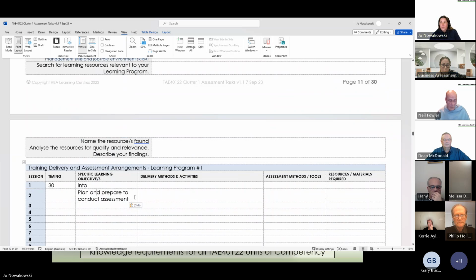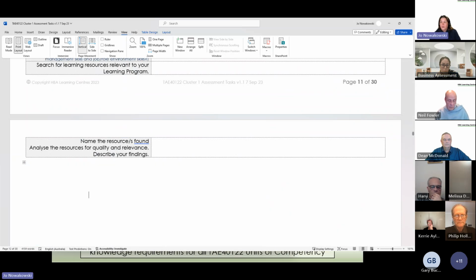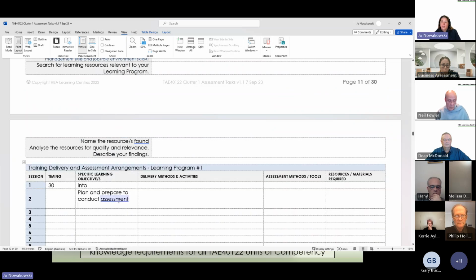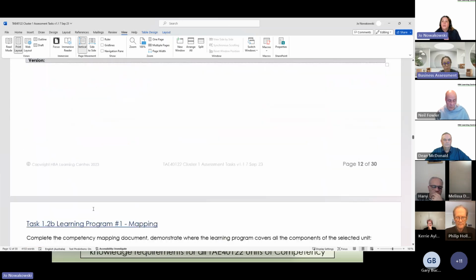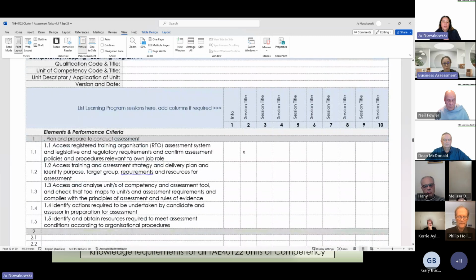And then I would put some extra points down here into what is the specific objectives. So I might be covering performance criteria 1.1 to 1.3 in that first session. And in the third session, I might be going over this information again, right?